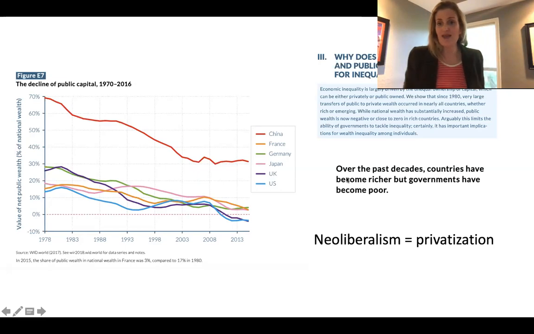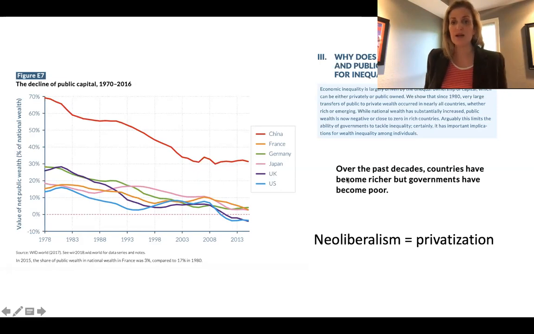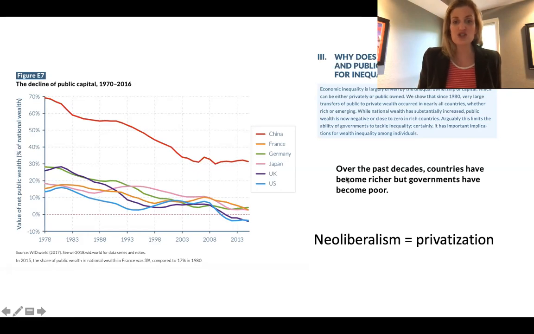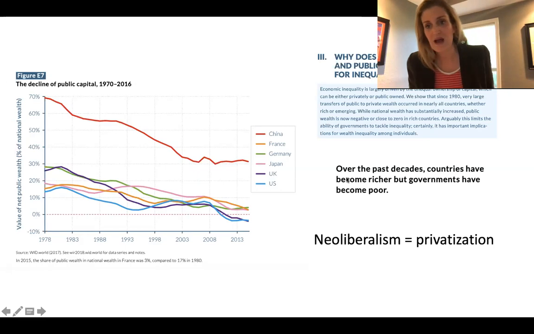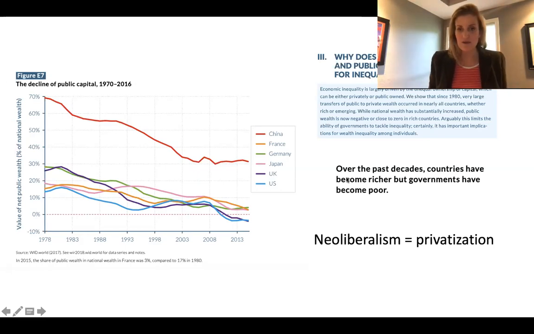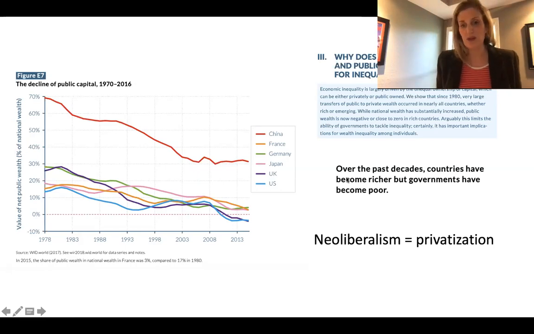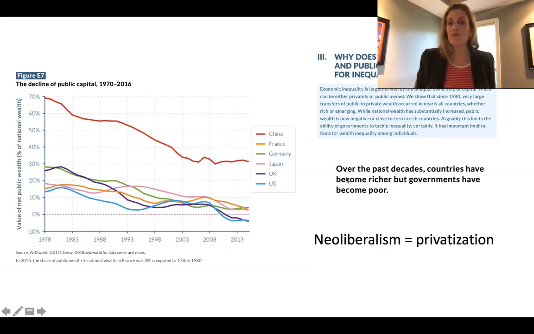We show that since 1980, very large transfers of public to private wealth occurred in nearly all countries, whether rich or emerging, developing. While national wealth has substantially increased, public wealth is now negative or close to zero. Arguably, this limits the ability of governments to tackle inequality. Certainly, it has importance for inequality among individuals. Over past decades, countries have become richer, but governments have become poorer.